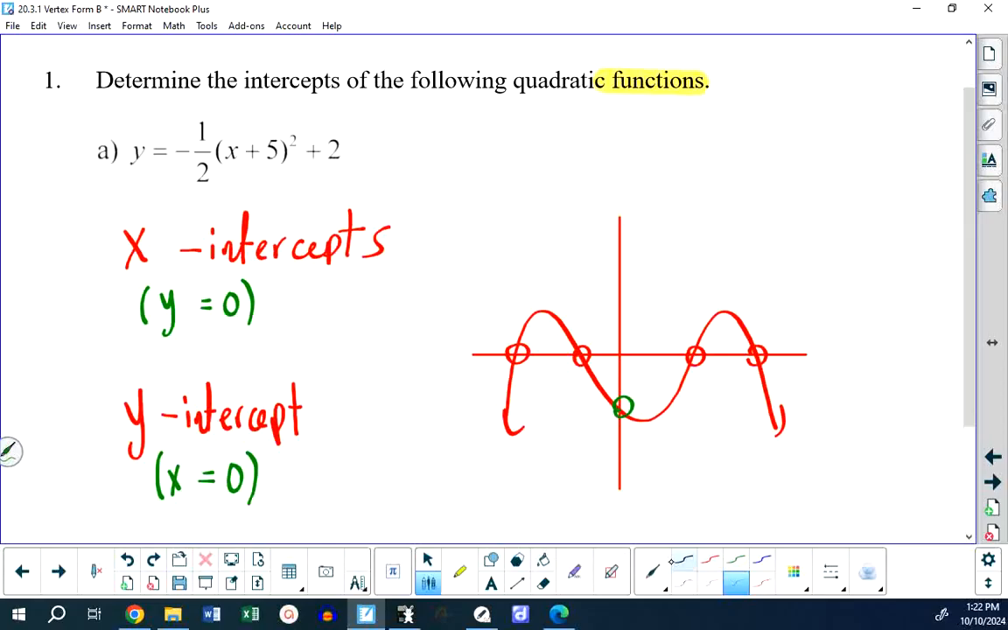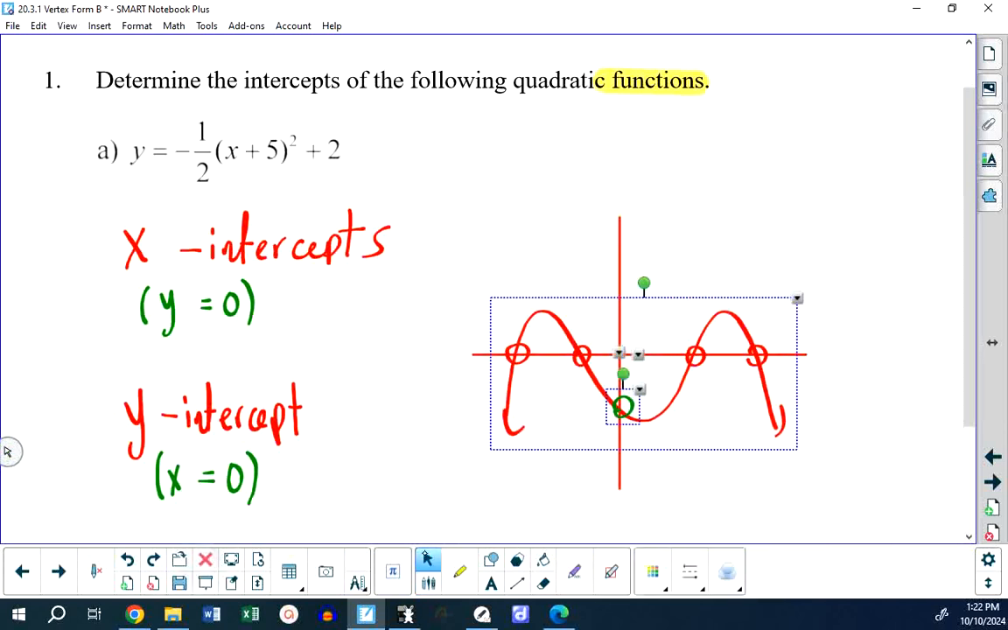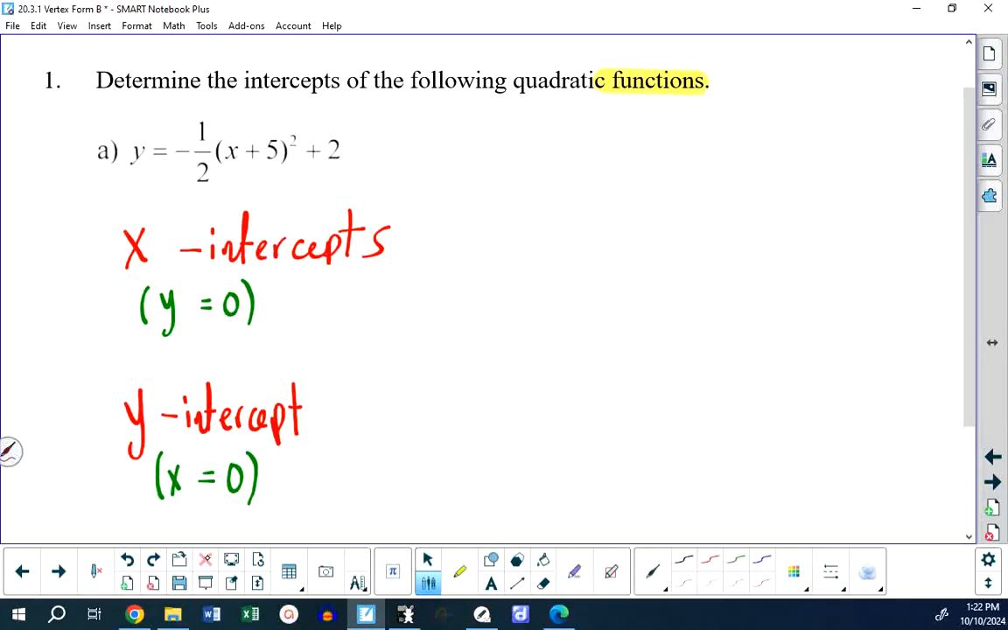So x-intercepts and y equals 0 go together like peanut butter and jelly. They're automatically together. So how are we going to solve this problem? Very simply, to find the x-intercepts, we're going to take this function and write 0 equals negative 1/2 (x plus 5) quantity squared plus 2. We're making y equal to 0, and then we have to solve this for x.